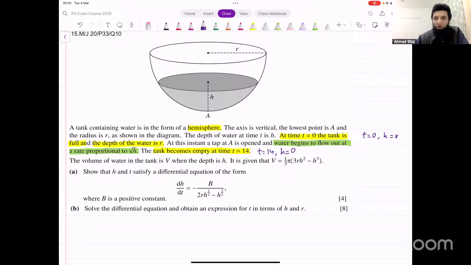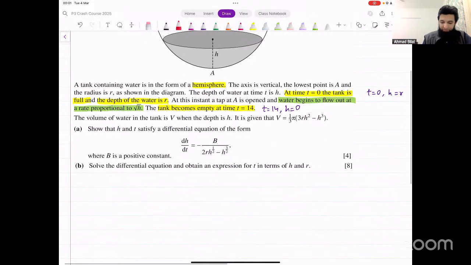The volume of water in the tank is V. When the depth is h, it's given that V is equal to this. They've given us the volume formula for water. Show that h and t satisfy this differential equation where b is a positive constant. Okay, now how do we form this differential equation? The green highlighted part tells us how to form the equation.